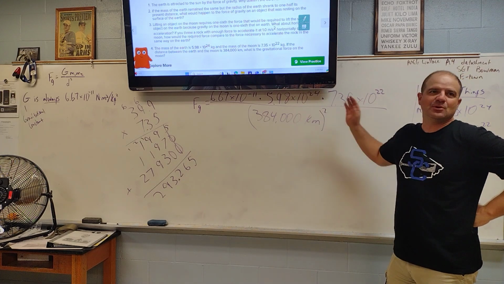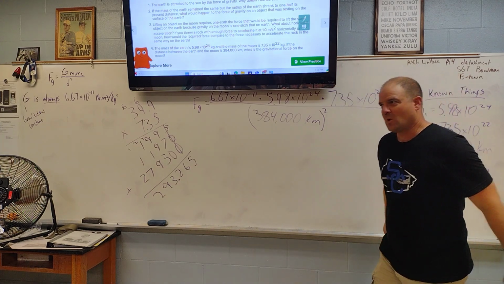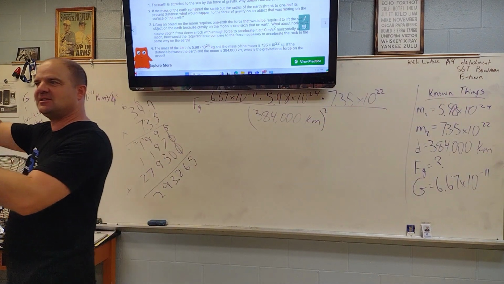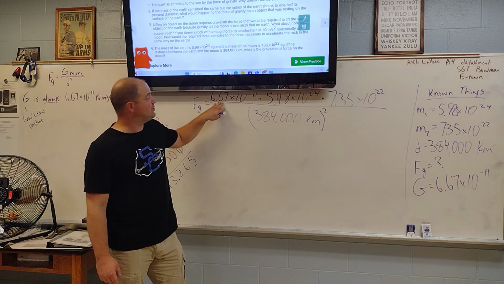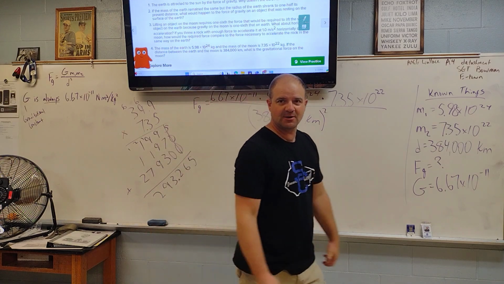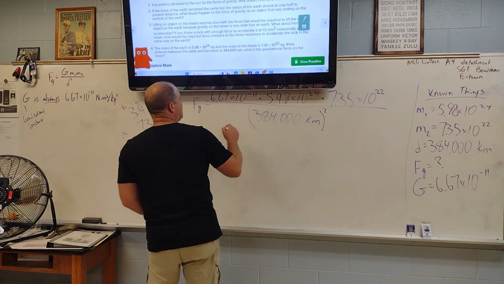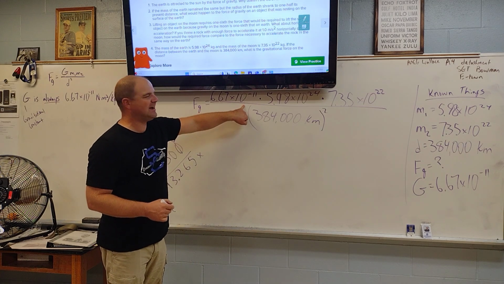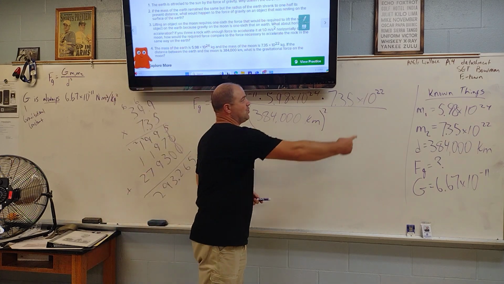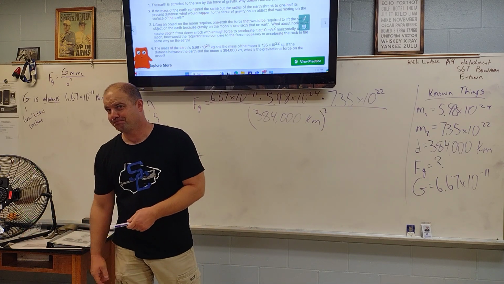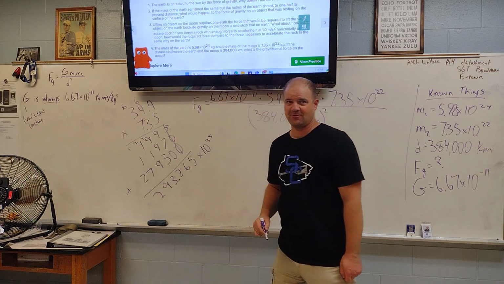So the numbers you multiply, what do we do with the exponents then? The 10 to the whatever power. When multiplying numbers with times 10 to the whatever, you multiply the number part and you do what with the 10 to the whatever power? Add. Very good. So what's negative 11 plus 24? 13. Plus 22? 35. Times 10 to the 35.